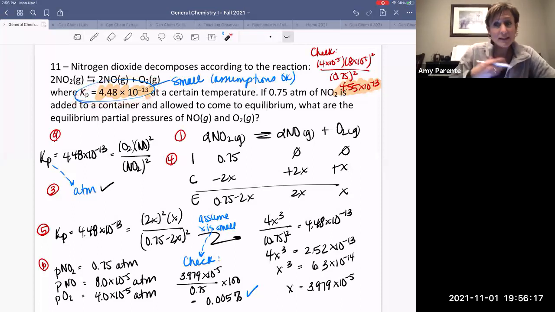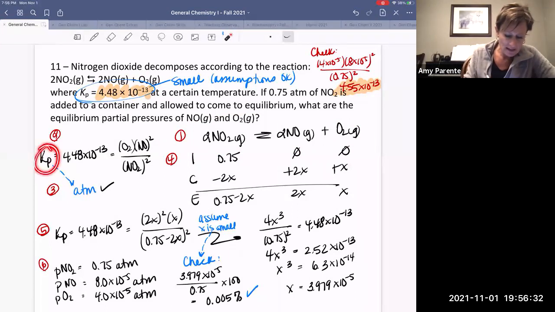small numbers are going to be really good when we want to do assumptions. Okay. So first step, write your balanced chemical equation. It's already provided for us, but I have to rewrite it anyways to kind of have my ICE table. We're doing a KP value.